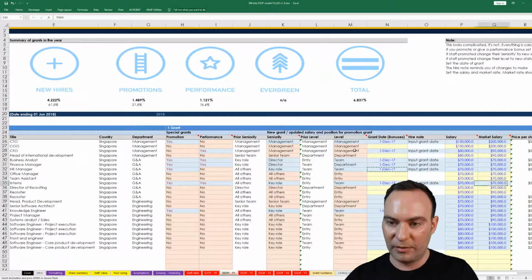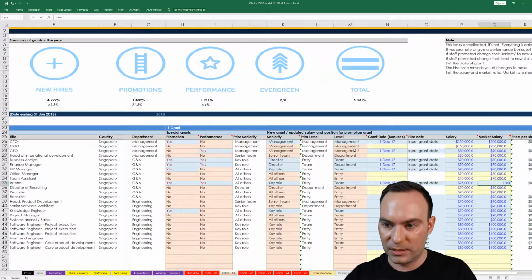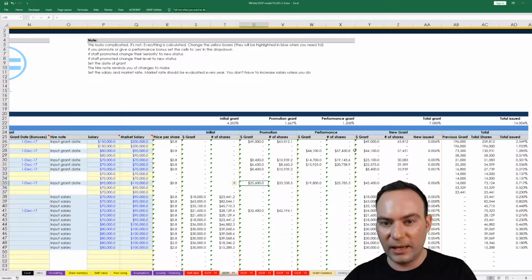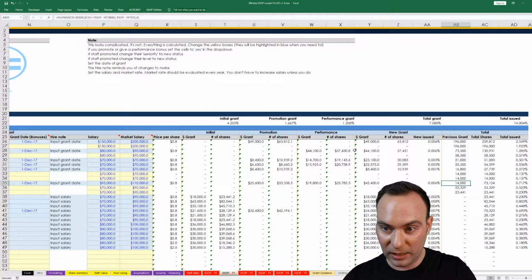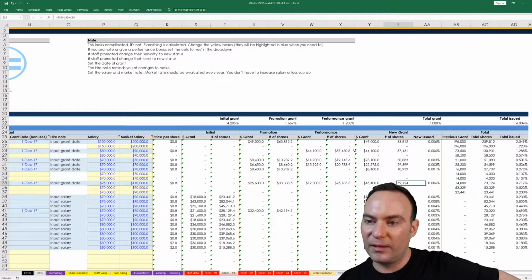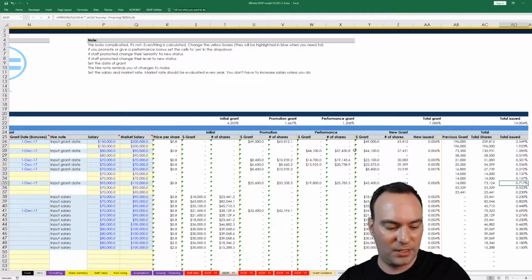Salary-wise, we're going to give him 95,000. The market rate actually for a key role is 110,000. So we can see here his initial rate was whatever, but he's got a promotion of 25k. He's got a performance grant of 20-ish k. The new grant's worth about 45. Previous was 14. The total is 73,000 now, mainly from the new stuff. That means he's up at 0.717% now.